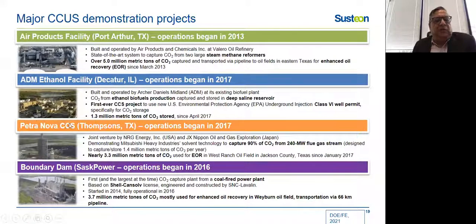Then the Petra Nova plant in Texas, unfortunately this plant is now closed, but this plant ran quite well. And then the Shell Cansolv technology at Boundary Dam SaskPower in Canada. So there are examples of CO2 capture from industrial streams and flue gases.